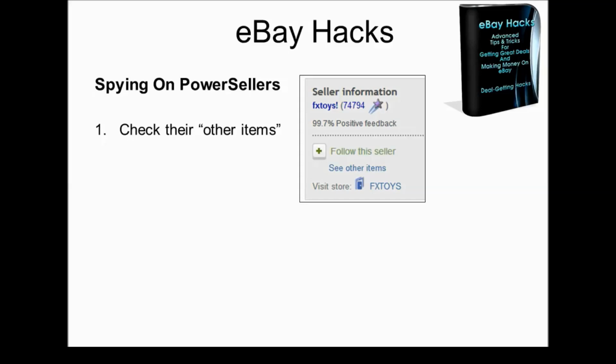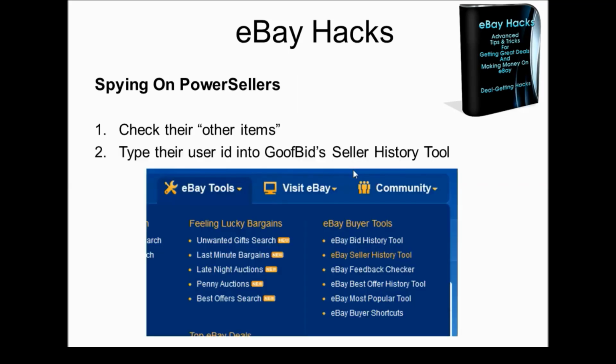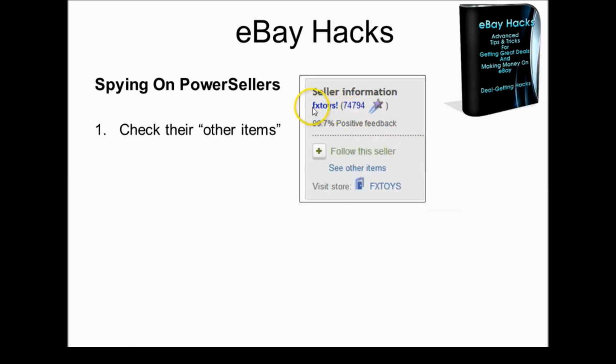Let's look at another way you can spy on power sellers. You can click on their See Other Items, which is typically in the upper right-hand corner, and then you can type their user ID into GoofBid's Seller History tool. So in this case, what I would do is basically copy their user ID. This one happens to have an exclamation point at the end.